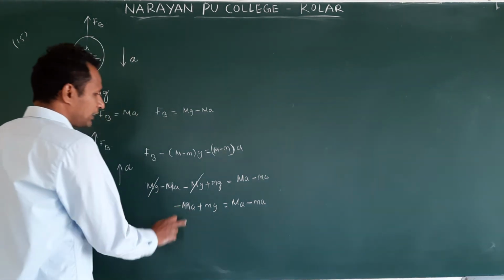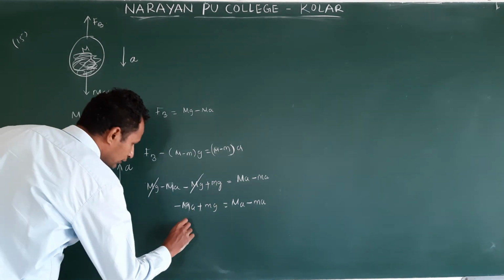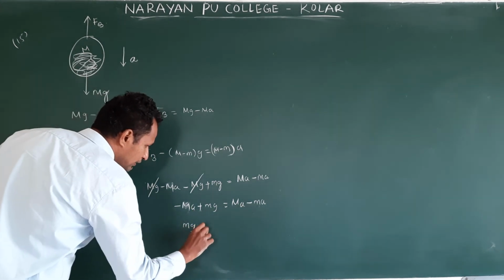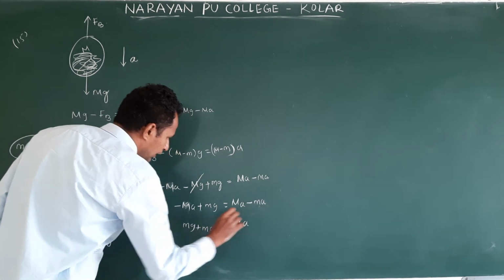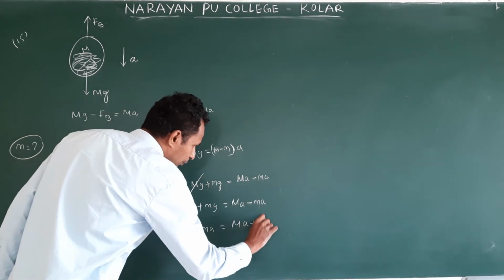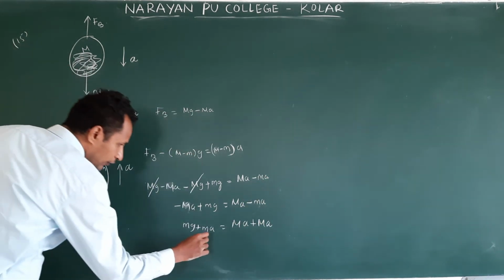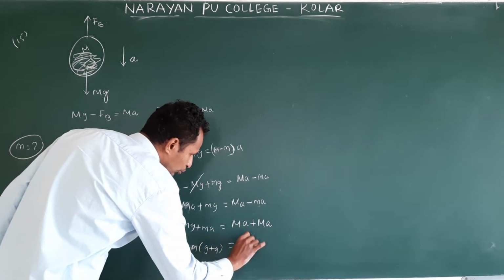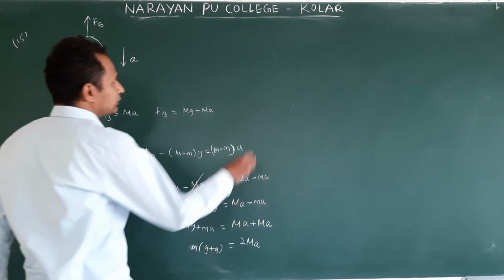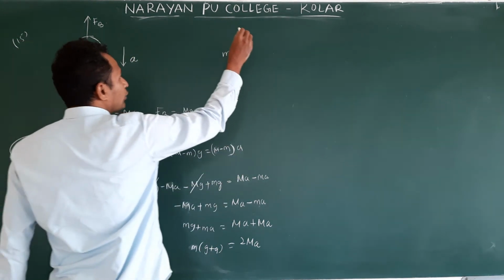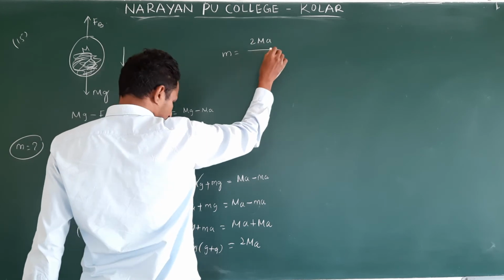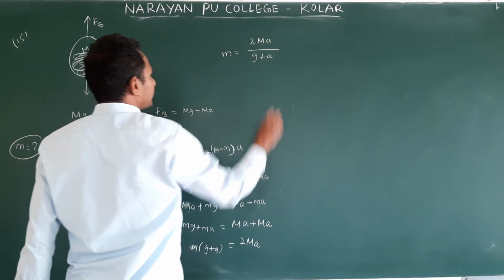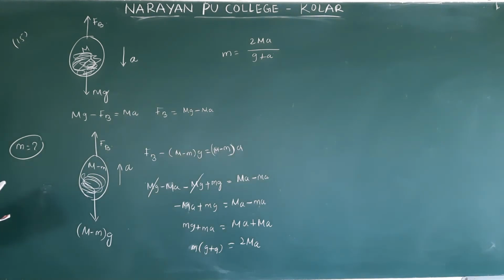Okay, capital M on one side, small m on the other side. Mg plus Ma, this goes to this side, plus capital Ma. Here, what is common? m is common. g plus a is equal to 2mA. They are asking for m, so make m the subject: m is equal to 2mA by g plus a. Check it now. Yeah, correct. Okay, and now test your knowledge.